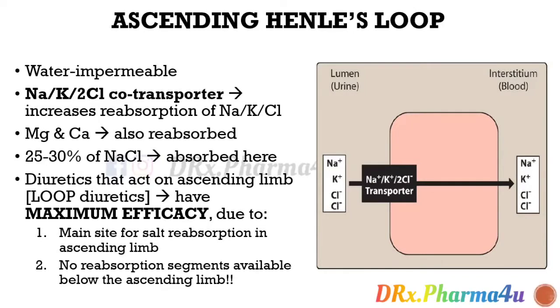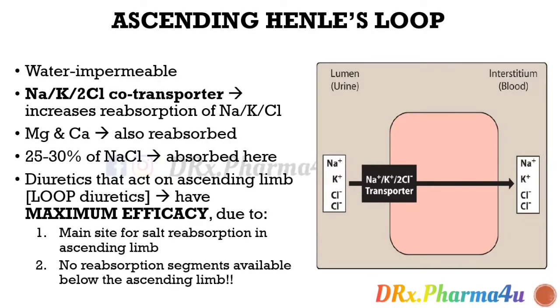So diuretics, what do they do? You can see in many books, they have written the mechanism like this, that they block sodium, potassium, chloride cotransporter. Many people, what they do, they by heart it like that. So with this image, now you can understand what is happening. Loop diuretics, they block this transporter, so this reabsorption does not take place. Diuretics that act on the ascending limb, for example, loop diuretics, they have maximum efficacy because of two reasons. Number one, this is the main site for salt reabsorption in the ascending limb. Maximum salt reabsorption takes place here, 25 to 30%.